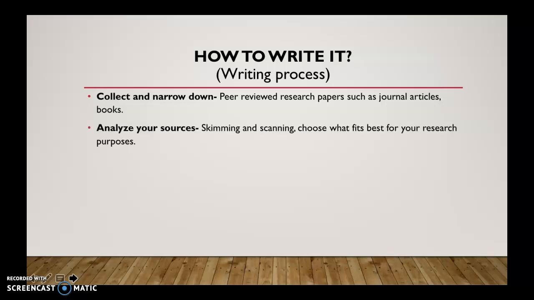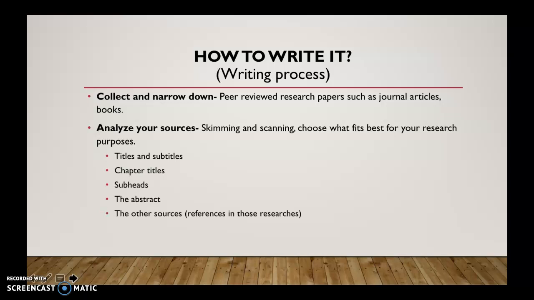Then once we do that, we have to analyze those resources by skimming and scanning, choosing what fits best our research purposes. And once we do that, we can start thinking about the titles and subtitles. Those titles and subtitles are part of the skimming and scanning. We have to look, for example, for chapter titles, subheads, and the abstract. Many times we find lots of information in the abstract and see if this fits.